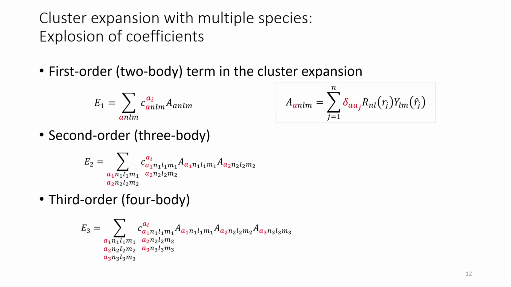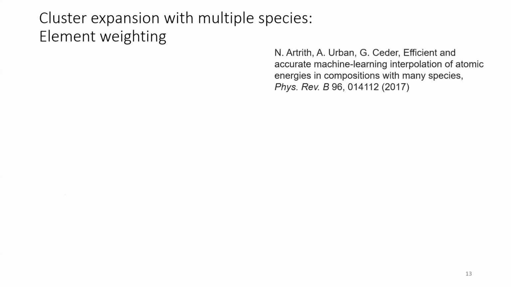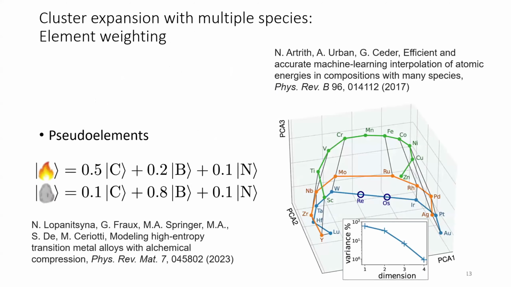Particularly if you might want to do a potential for the entire periodic table, because then you have something on the order of 100 times 100 times 100. So one big community effort over the past couple of years has been taming this species explosion.